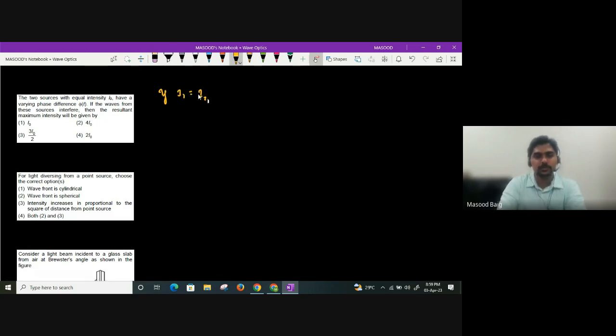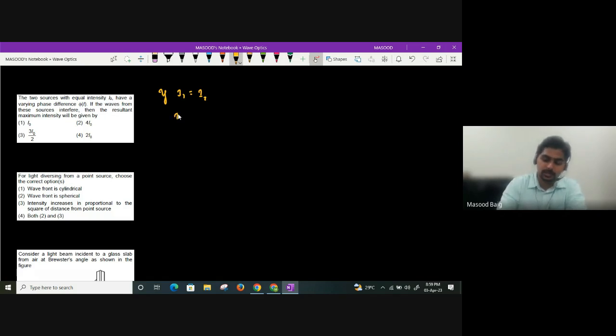Two sources with equal intensity have a varying phase difference. If the waves from these sources interfere, then the resultant maximum intensity is how much, they are asking. So what is the resulting intensity, you tell? Again, if I1 is equal to I2, they have some varying phase difference. Whatever may be that varying phase difference, when will you have maximum intensity? Constructive interference. Yes or no?